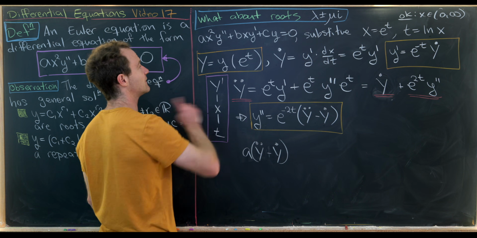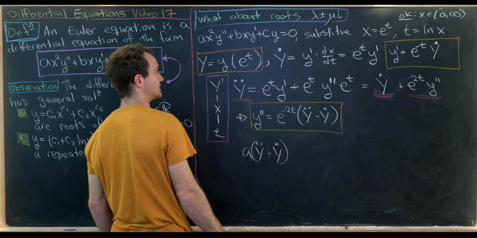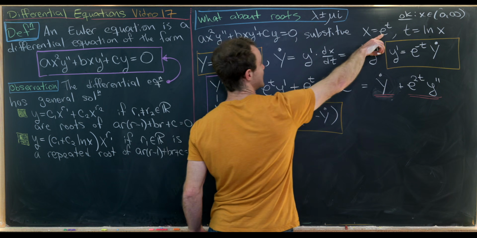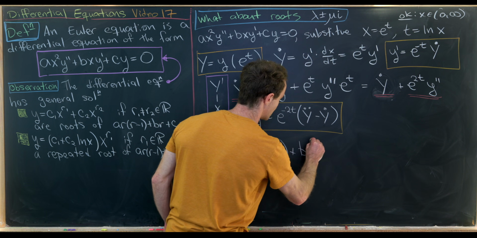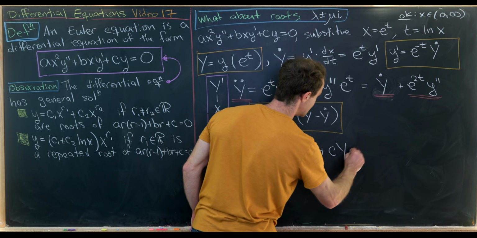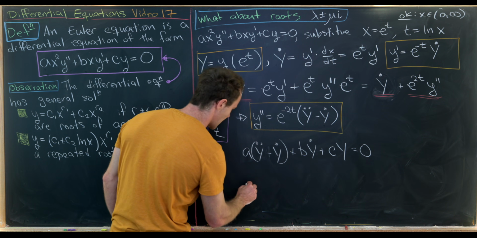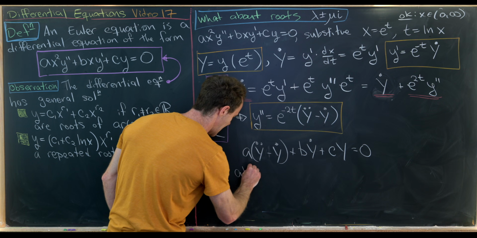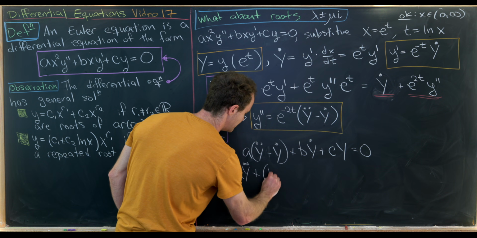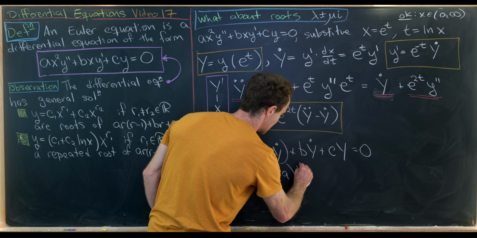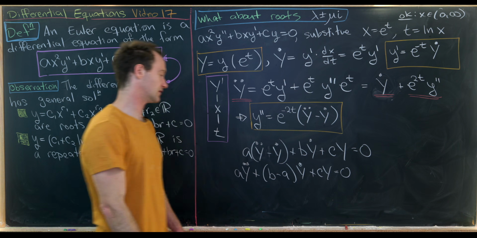And then let's do the same thing for y prime. So notice y prime has an e to the minus t built into it, but this x is an e to the t. So those will cancel. That'll give us plus b times y dot, and then we'll have plus c times capital Y equals 0. Now we can move some things around if we'd like, and we'll get a y double dot plus b minus a times y dot plus c times y equals 0.